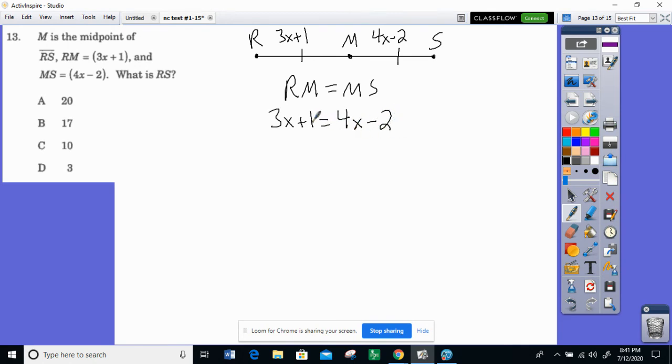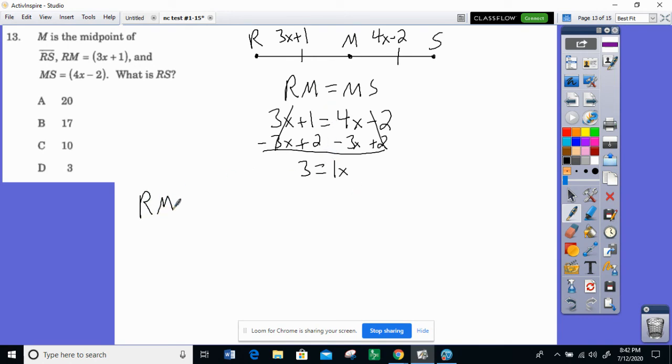If we can figure out what x is, then that'll get us closer to our answer. So we're going to move our x's over to the right side. Going to move our -2 over to the left side. So we get some values that cancel out. We get 3 equals 1x. Okay, that's nice. So that's telling us that x is 3.